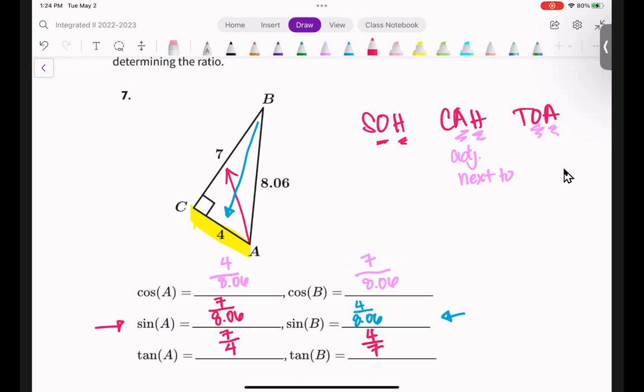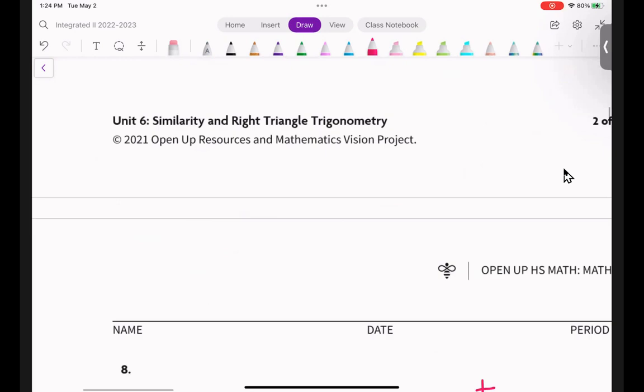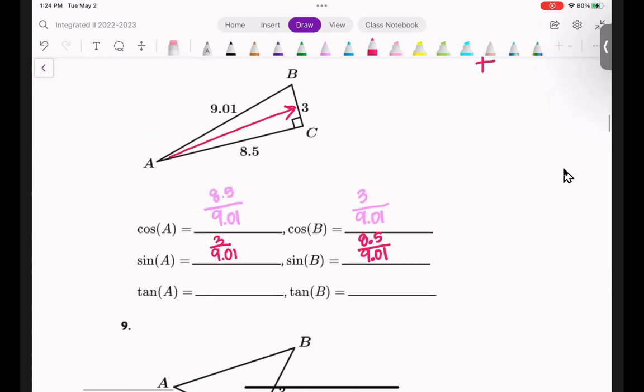Do you notice any patterns between tangent A and tangent B? Yeah, it's more of that switching, right? And it makes sense because we're going from different perspectives. If I'm looking from A at the opposite side, it's adjacent to the other angle, which is B. All right, your turn. Practice tangent A and tangent B.